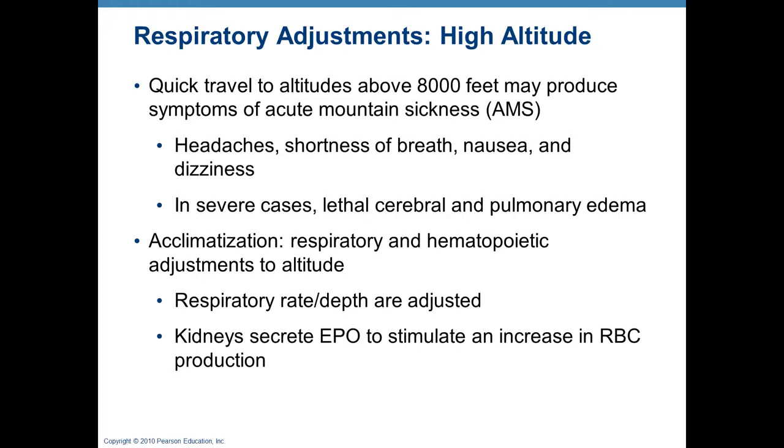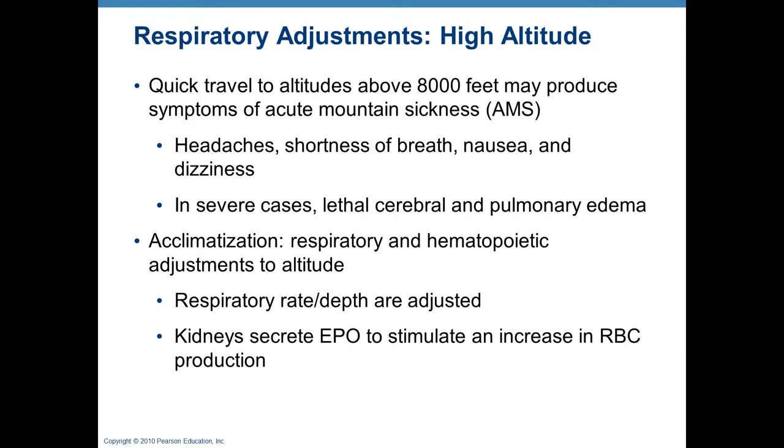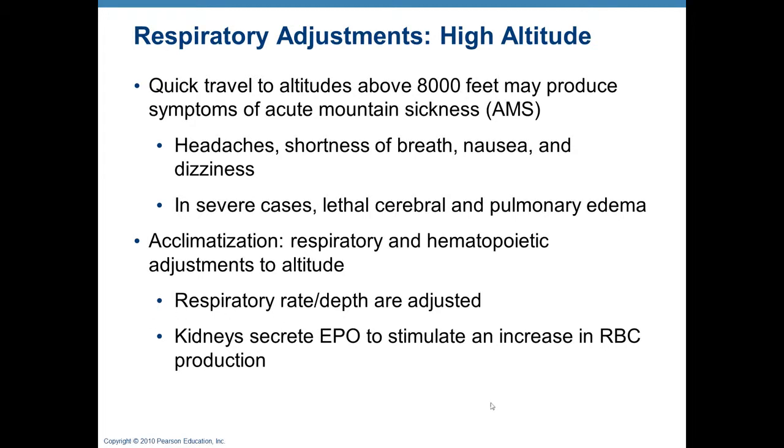Some respiratory adjustments. What happens when you adapt to a higher altitude? You may have talked about this when you did cardiovascular in Unit 1: one way that you can improve delivery of oxygen gas when you're at high altitudes and there are low oxygen gas levels is for the kidneys to secrete EPO, erythropoietin, and that's going to stimulate an increase in red blood cell production in your bone marrow. So that's one thing that happens, but also your respiratory rate and depth will wind up being adjusted.